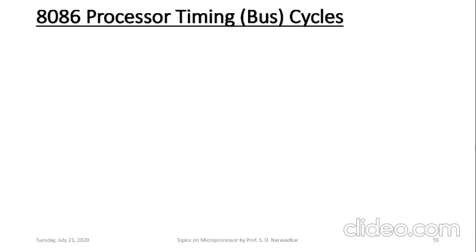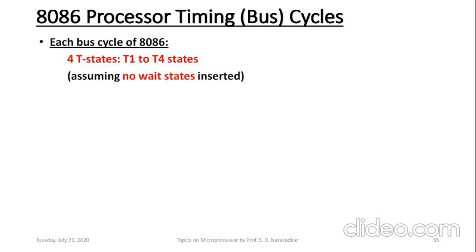Hello, in this lecture we will see 8086 processor timing or bus cycles. This lecture is pertaining to the timing diagrams in minimum mode and in maximum mode. Each bus cycle in the 8086 microprocessor is of 4 T states: T1, T2, T3 and T4. And it is assuming that there are no wait states inserted.